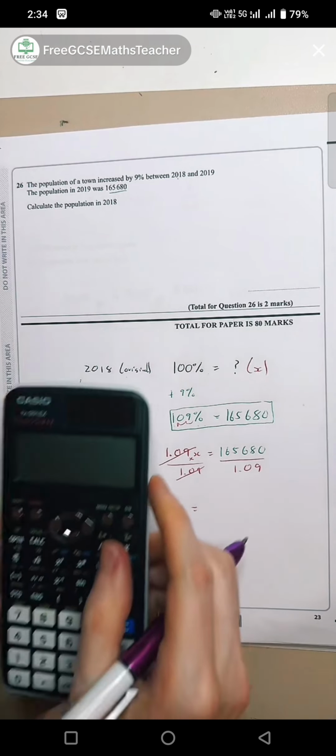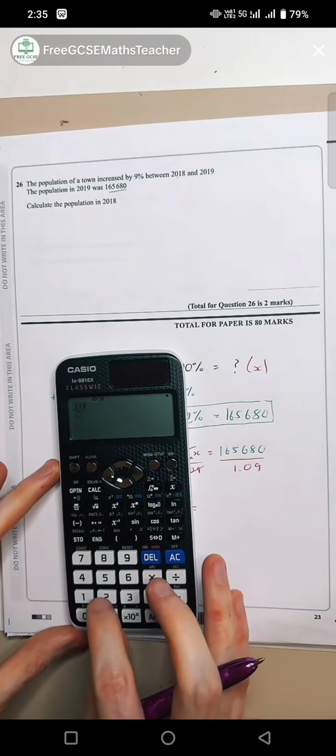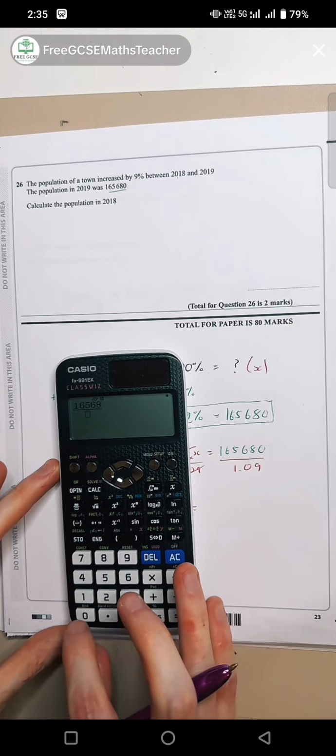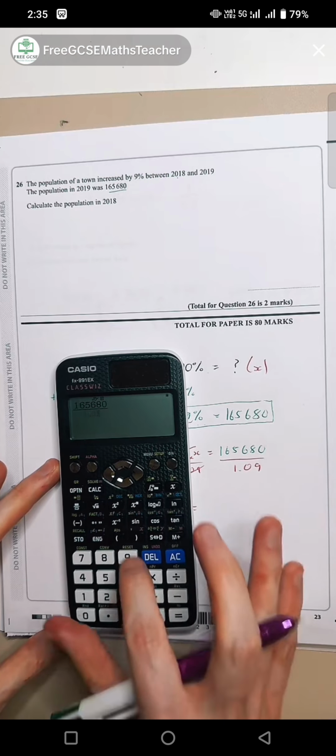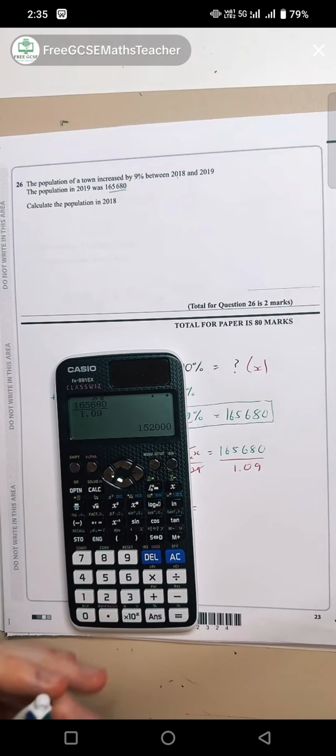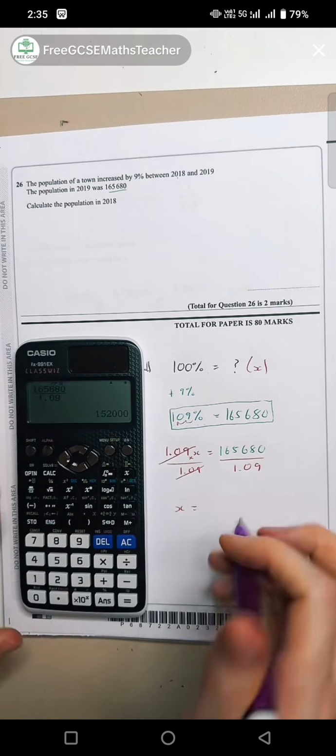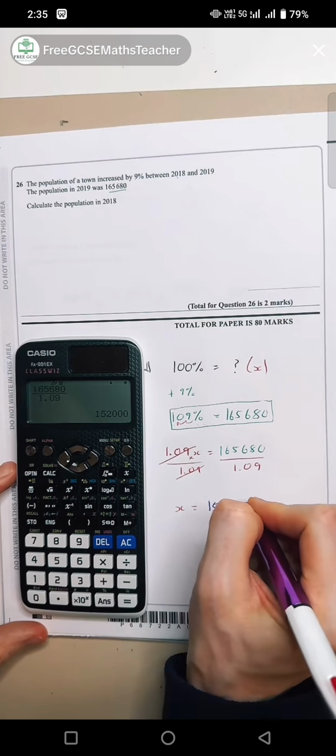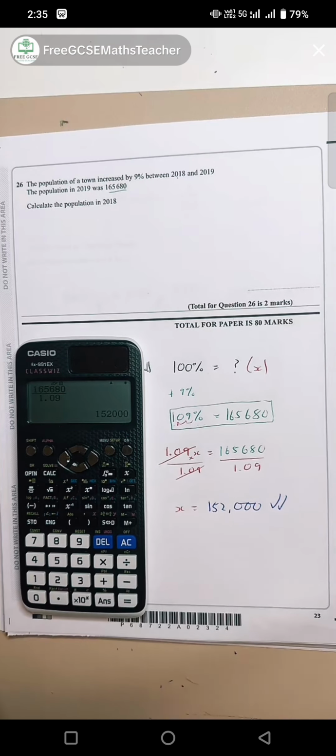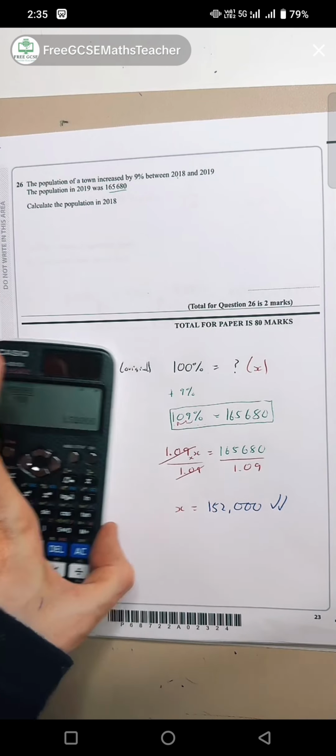And therefore on the right-hand side, type into the calculator, fraction key, 165,680. Divide by 1.09, press equals, and you get 152,000. That was my original. And that's it done. So how do we feel about that? And that gets us another 2 marks. So that was another 80 marks done.